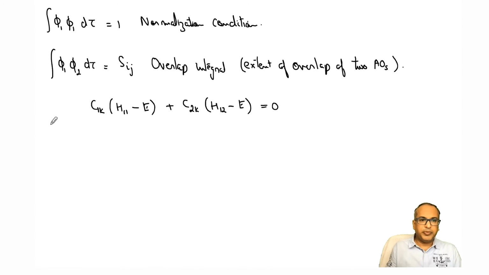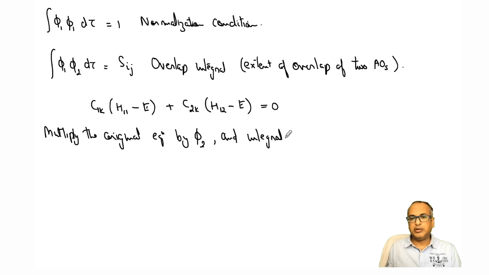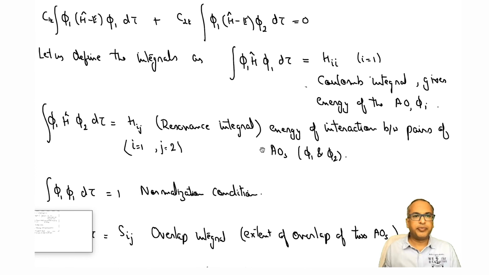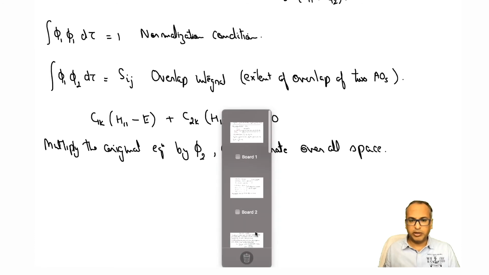Now similarly, if we multiply the original equation by phi 2, initially we multiplied by phi 1 and integrated over all space. Now we will multiply the original equation by phi 2 and integrate over all space. Maybe it's better if I write down the previous equation number so that it is easier for you to understand. Let me go back to the previous page.